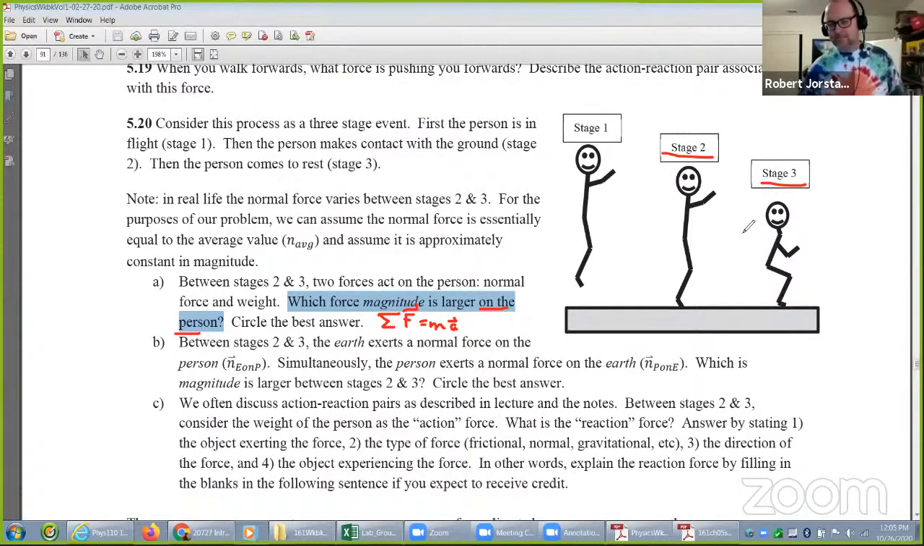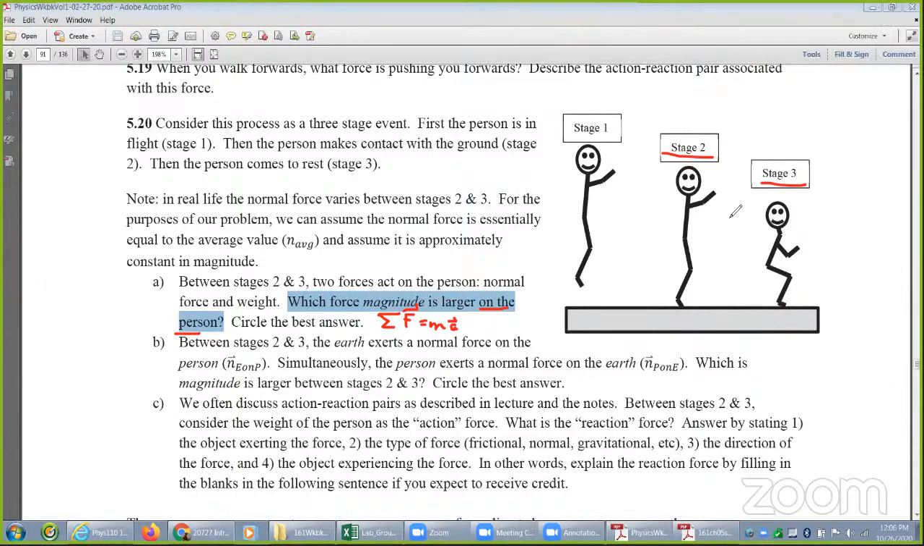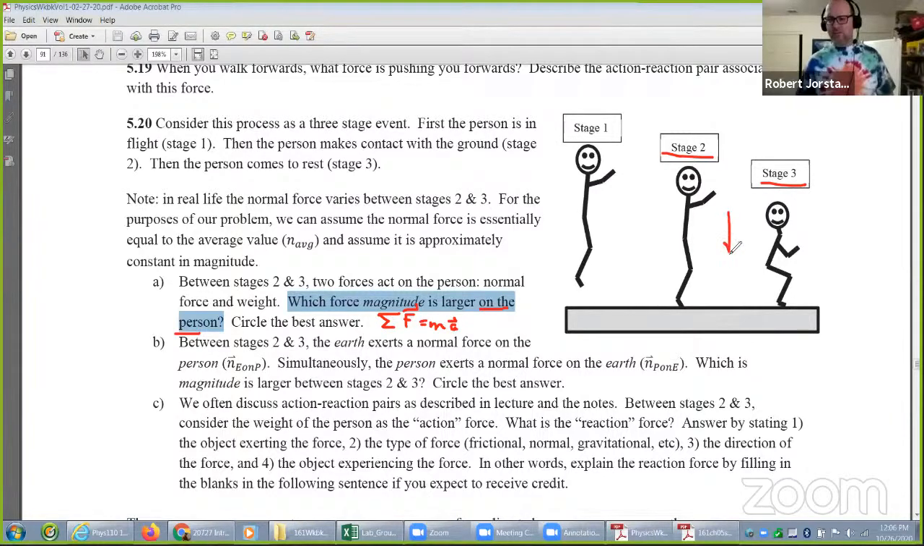Tricky, isn't it? Well, let's think. Which way is the person moving? Is the person between stage 2 and 3, is their body going upwards? No, it's downwards. So they're moving this way. Moving is which letter? A, V, or X?